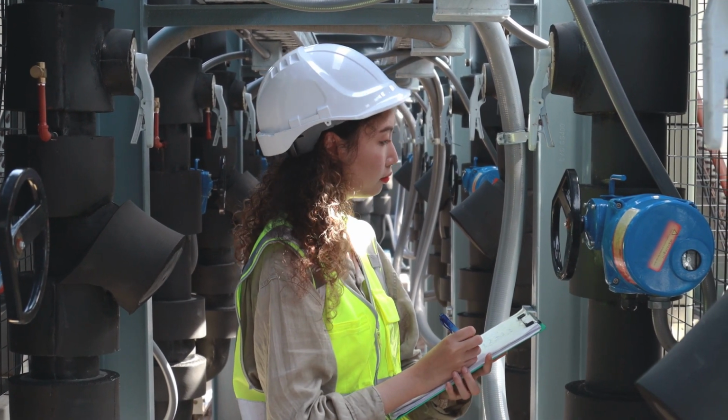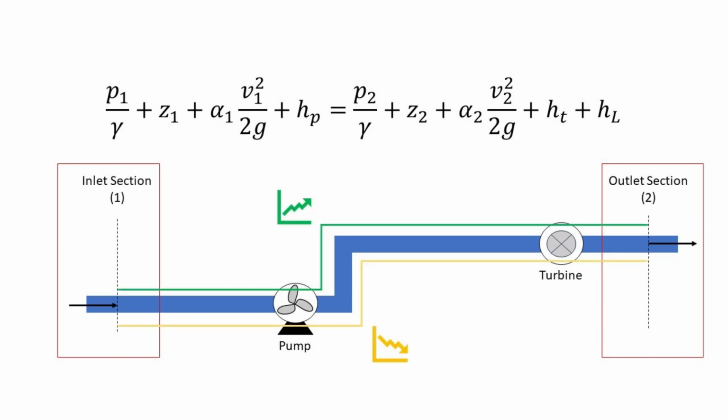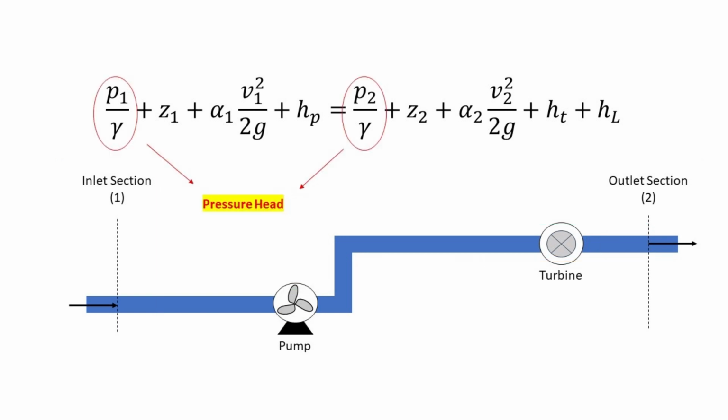distribution networks. An energy equation is specific to an inlet section and an outlet section, as well as the energy gains and losses in between these two sections. Given gamma as the specific weight of the fluid, the P1 over gamma and P2 over gamma terms are named pressure head. They are related to the pressure energy added to the fluid at the inlet section, section 1, or at the outlet section, section 2.